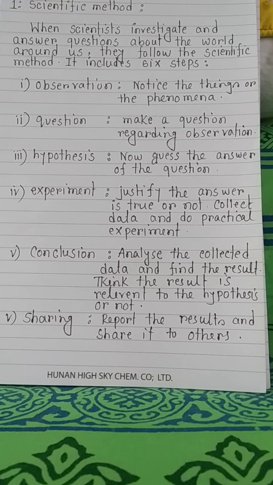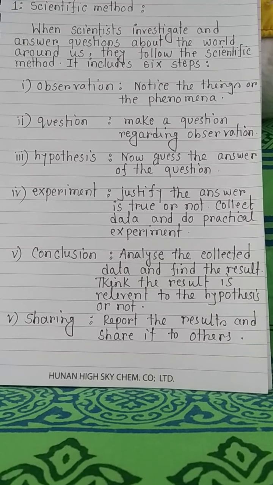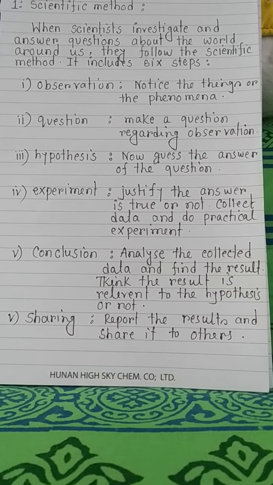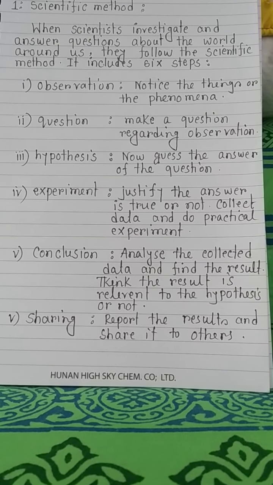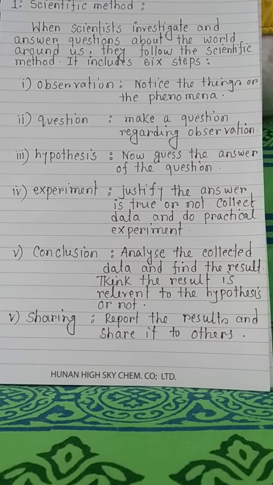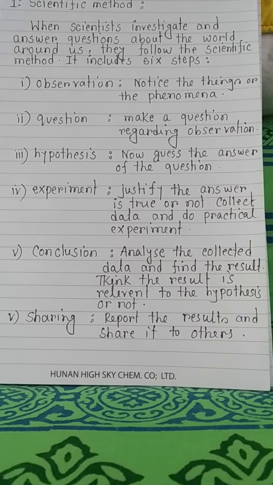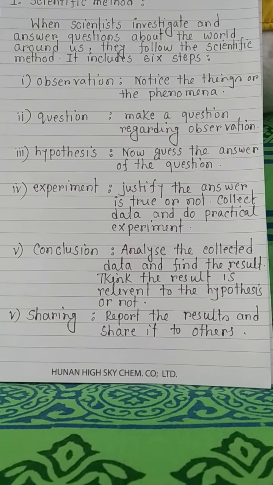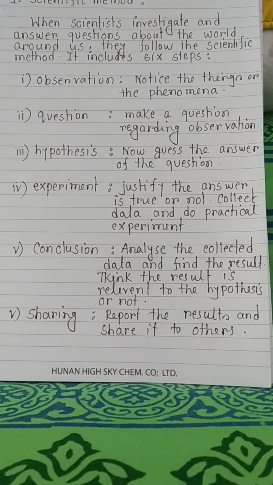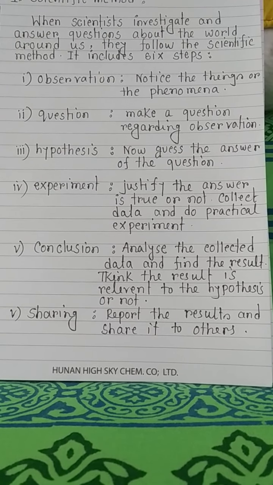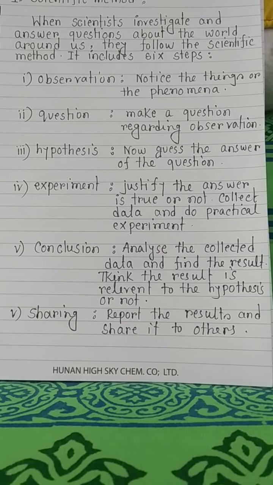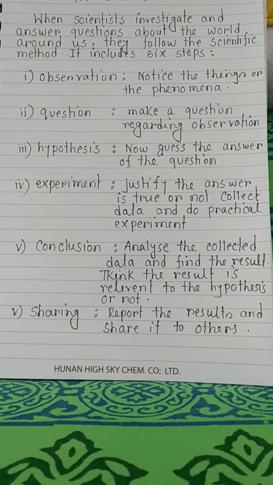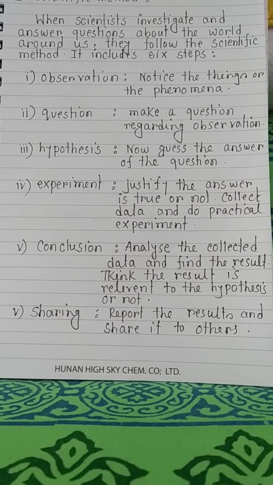Step 3, hypothesis. Now guess the answer to the question. In the hypothesis step, the scientist guesses the answer to the question which he got in step 2. Now step number 4, experiment. Justify whether the answer is true or not. Collect data and do a practical experiment. That means in this step, scientists will do practical experiments and justify whether the answer is true or not. Step 5 name is conclusion.